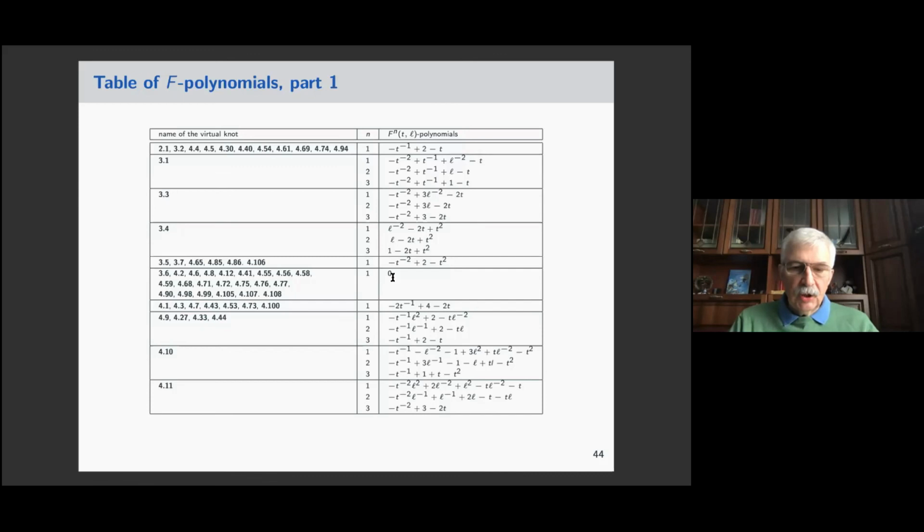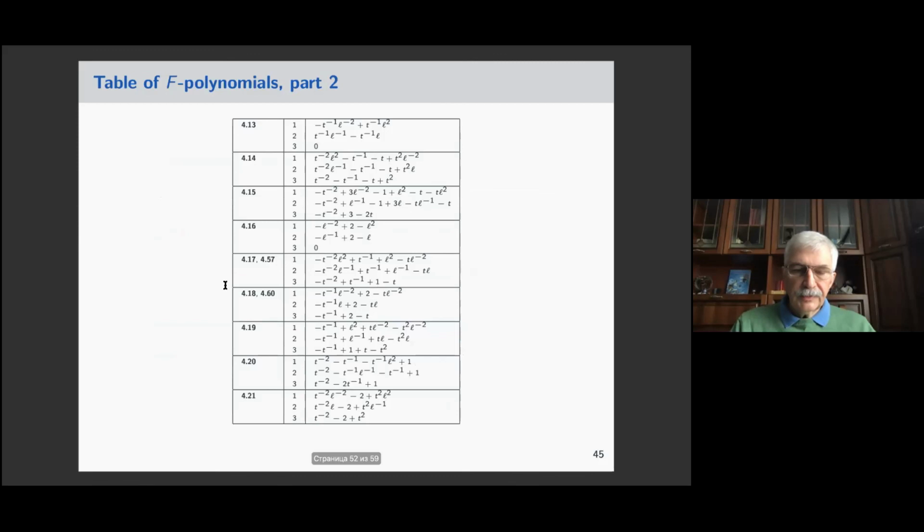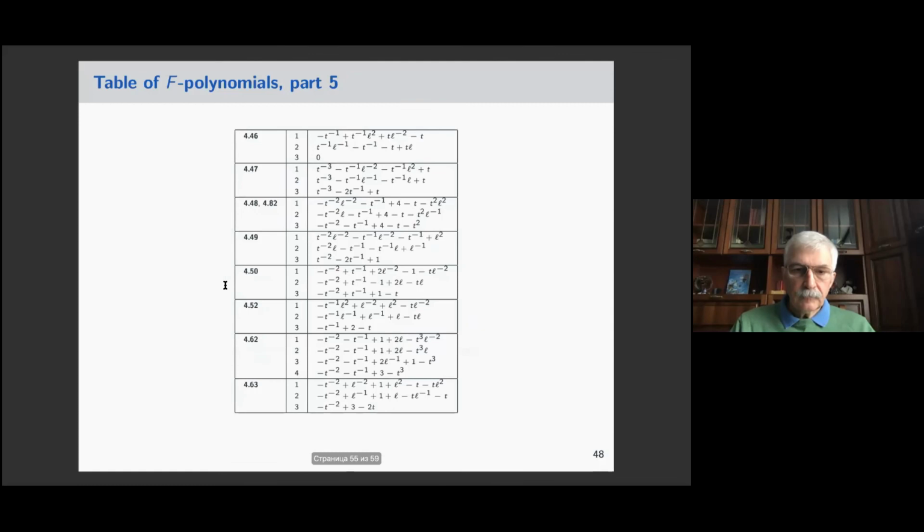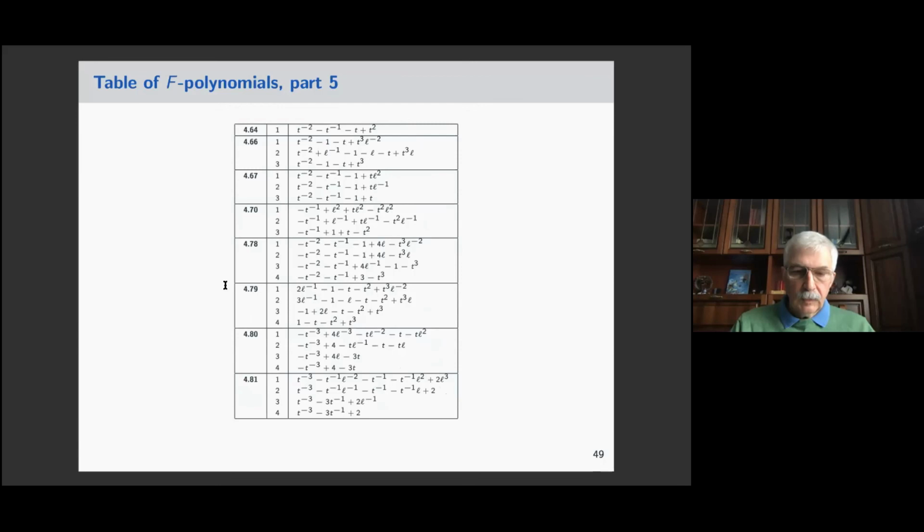And in this family, you see 3.6 is a trefoil, and 4.108 is a figure 8 knot, so 2 classical knots. Of course, we know that for them it's trivial, but also for many non-trivial virtual knots. So all this information about polynomials is tabulated, and you can easily look at these tables. Sometimes the polynomial stabilizes from n equal 3, sometimes from n equal 4. Like this one.